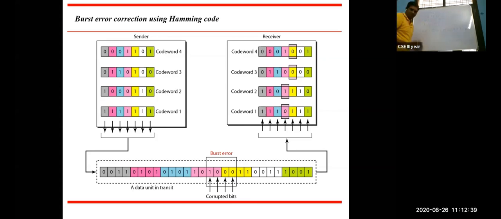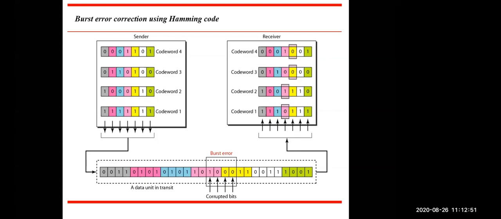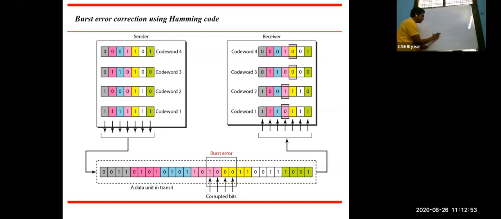If a burst happens, assume that these 3 bits are corrupted. Are you understanding? Assume now a burst error of 3 is happening. These 3 bits are corrupted. Now look at where those 3 bits are, because the receiver receives the data like this and organizes it again like this. 1 1 0 is here. This 0 is here, it became 1. This 0 is here, it became 1. This 1 is here, it became 0.